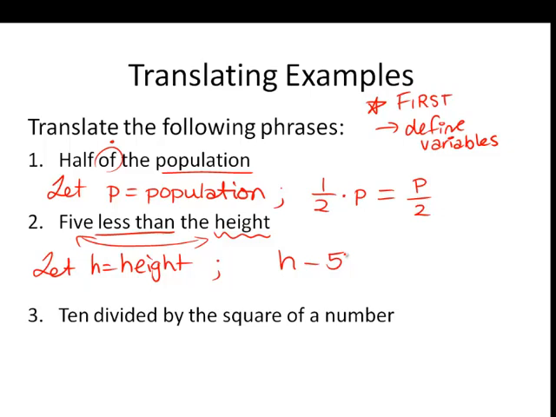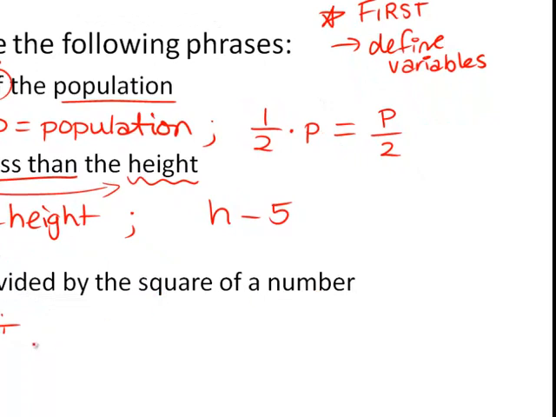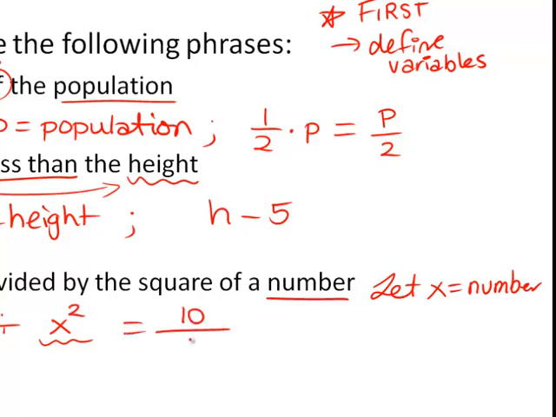Next, 10 divided by the square of a number. This we can read left to right. There's no order changing here. So we've got 10 divided by the square of a number. We need to define that, so let x equal the number. If x is our number, the square of the number is x squared. So 10 divided by x squared can also be written in this way. And there we go.